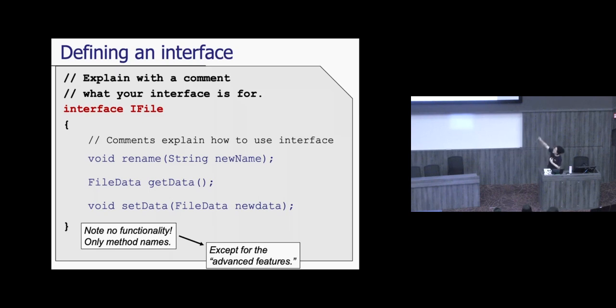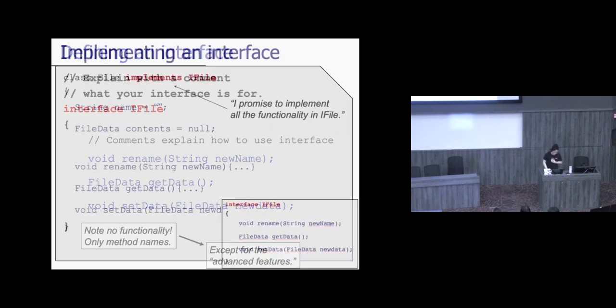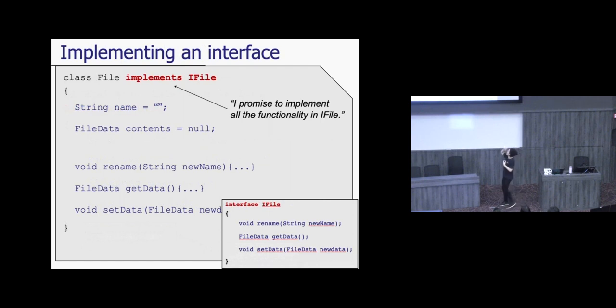For example, let's say I have IFile. Read IFile as interface file, if you will. Right? So what we can do, for example, is to now create a class File again, but this time with the keywords implements IFile. Okay? So if we do this, you're basically telling Java, you promise to implement all the functionality in IFile.